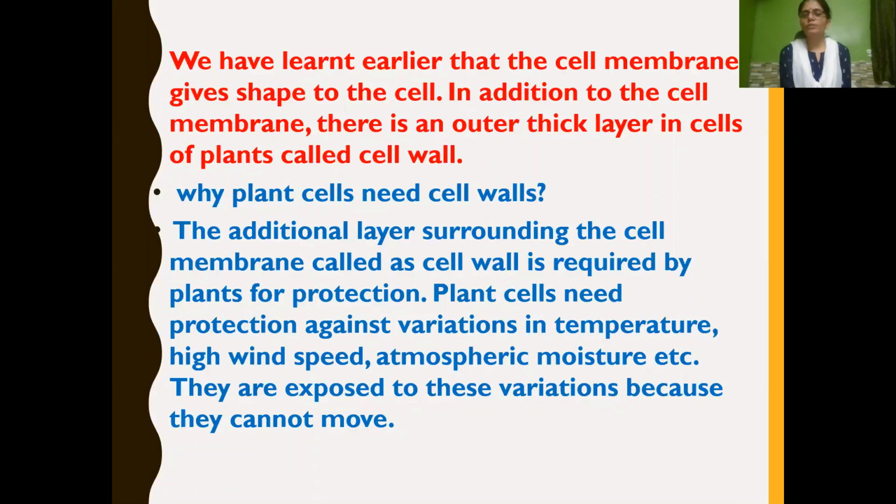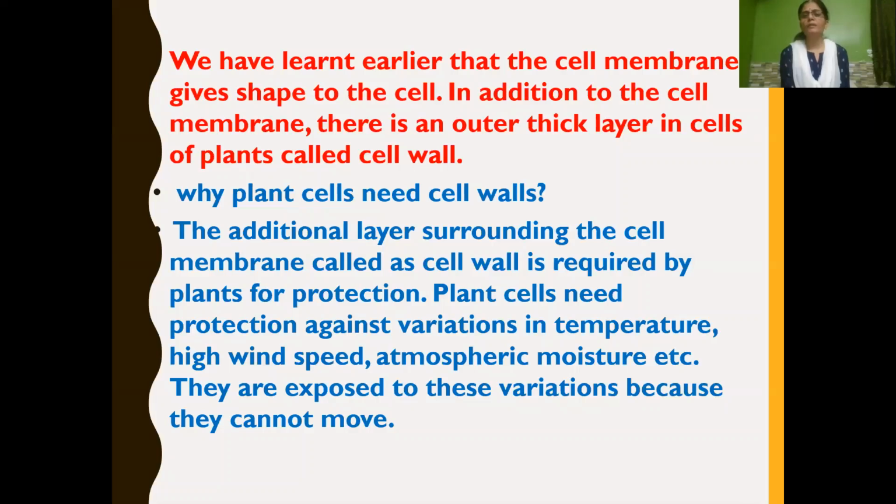And in addition to the cell membrane, there is an outer thick layer in the cell of plants, what we call that as cell wall. That is, plant cell has one more additional layer outer of the cell membrane, what we call that as cell wall. Then we have learned the reason why plant cells need cell wall.